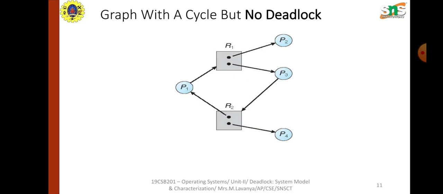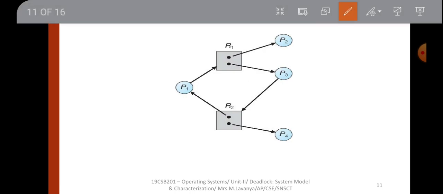This is an example of a RAG graph with a cycle, but there is less possibility of deadlock, or else let's say there is no deadlock even though a cycle is formed. In this, let us see here the process P1 is requesting R1 and R1 is held by P3. P3 is requesting R2, whereas R2 is held by P1. Here cycle formation is there. But even though I am saying here there is no occurrence of deadlock, can you guess why it is?